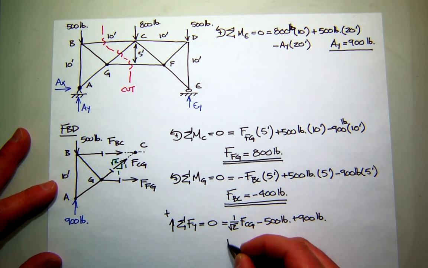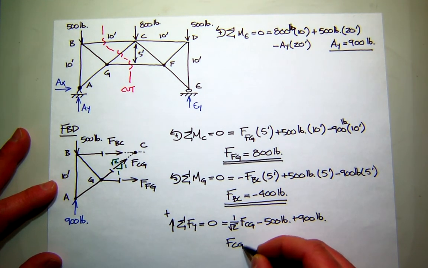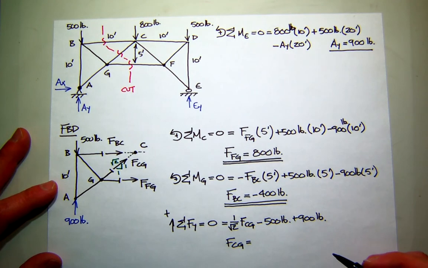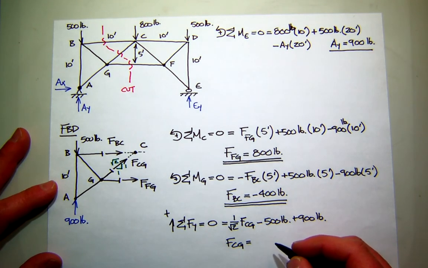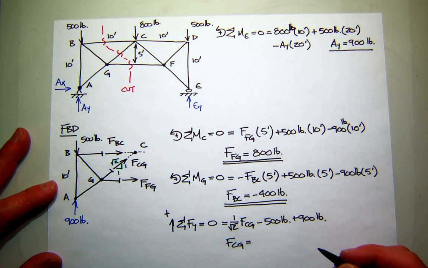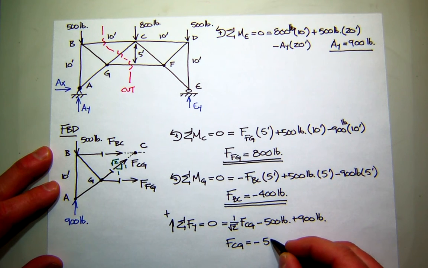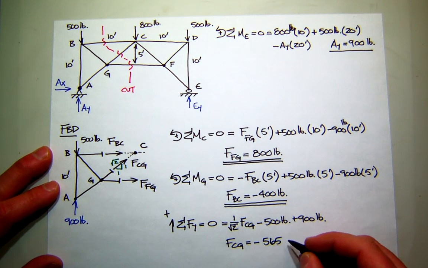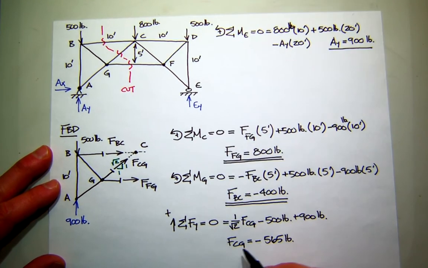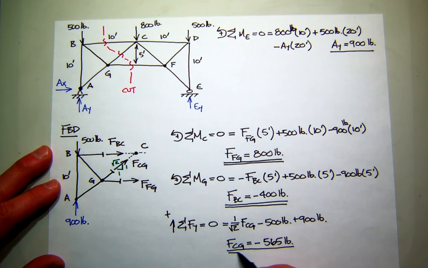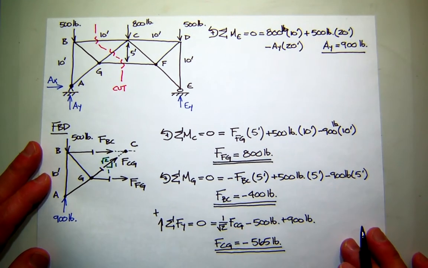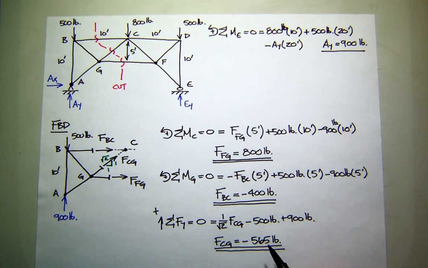So I should be able to find the force in CG. It looks like it's going to be negative, right? It looks like it's going to be 400 times the square root of 2. What's 400 times the square root of 2? 565. That's close enough. So there we go. So that would be in compression.